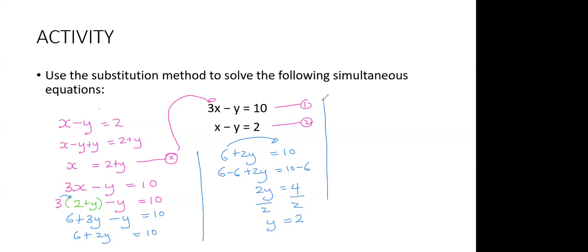Now, after getting that one, I have already said my x is equal to 2 plus y. So I will come and say x is equal to 2 plus y. But I've gotten my y as 2. So I will say x will equal 2 plus 2. And my x will equal 4. And now that one is going to be my answer. Hope that one is very okay.